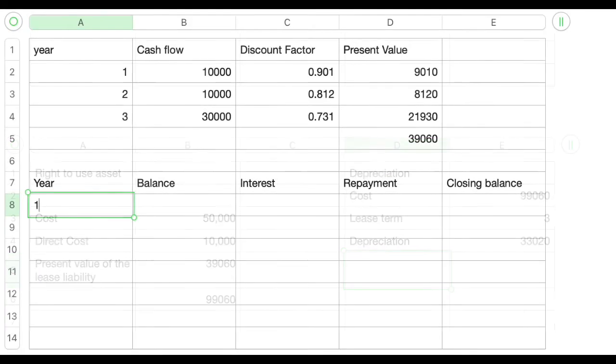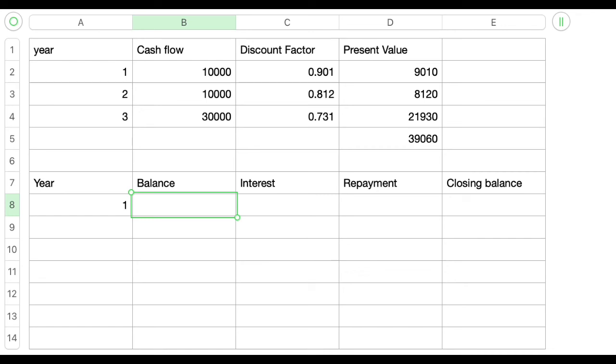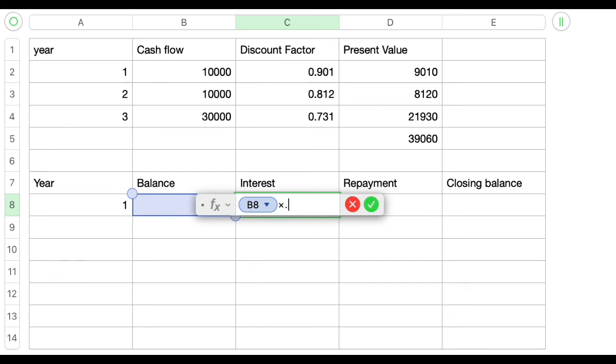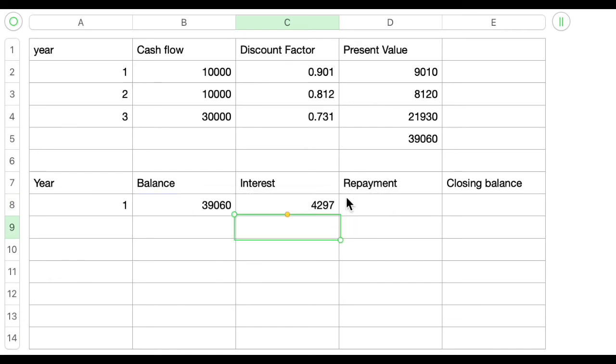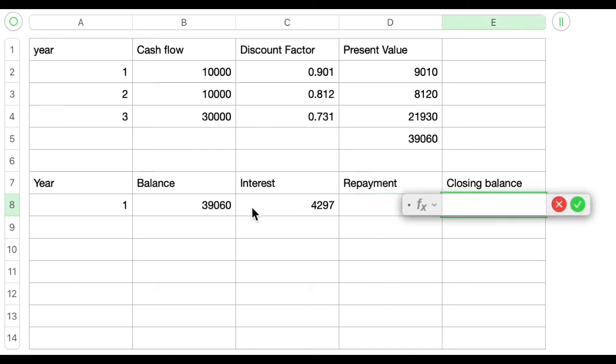So we have year 1, the balance in the first year would be 39,060, which was the balance we calculated as the present value of our lease liability. On this, we would calculate 11% interest. So 4,297 is going to be my interest. Now my repayment is going to be 10,000 each year. So my closing balance is going to be 39,060 plus the interest minus the repayment.